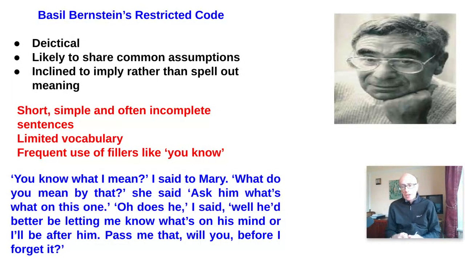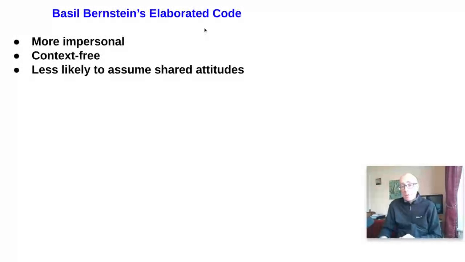Doesn't make much meaning to us as outsiders who don't know the situation and don't know to whom these pronouns refer. You know, pass me that, will you, before I forget it. We don't know what they're talking about. These are completely deictical utterances. So Basil Bernstein's point is that that is the kind of language that characterises working class homes, and that therefore children who come from those homes going to schools are at a disadvantage because the expectation is that they ought to be using elaborated code, which is more impersonal, which is context-free, which is less likely to assume shared attitudes.